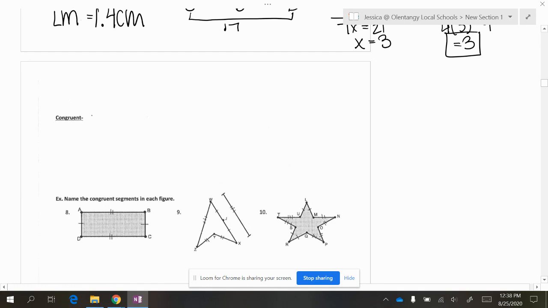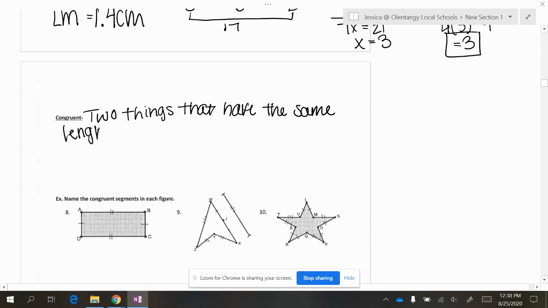So congruent. Congruent are two things or objects that have the same length. Okay, so they have the same length.